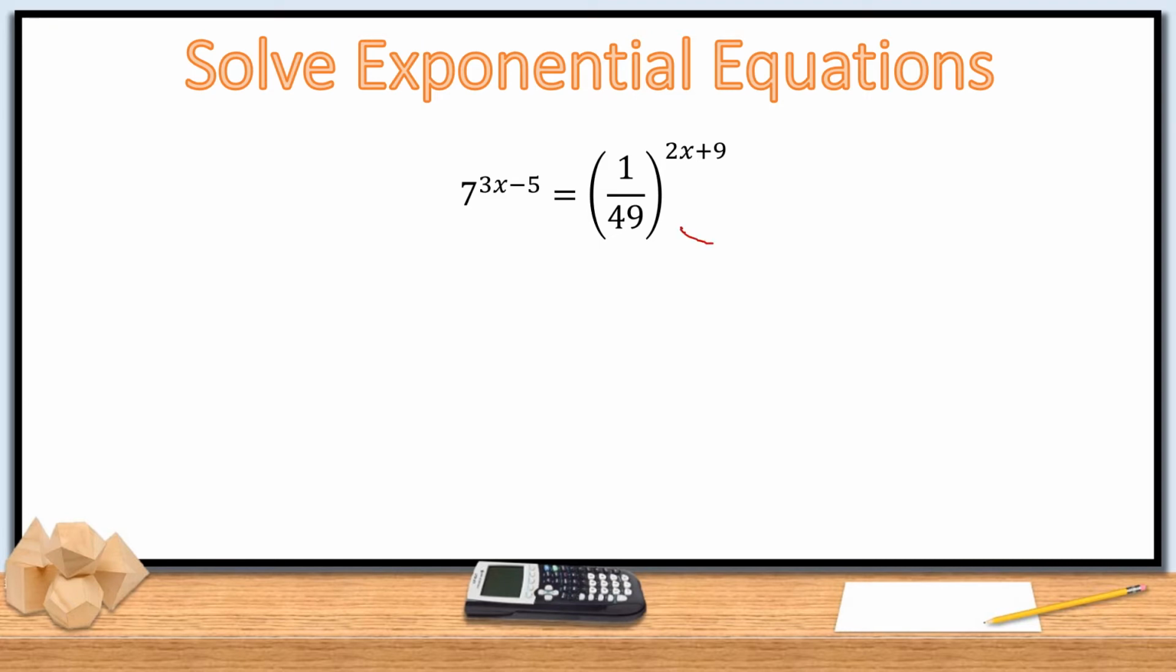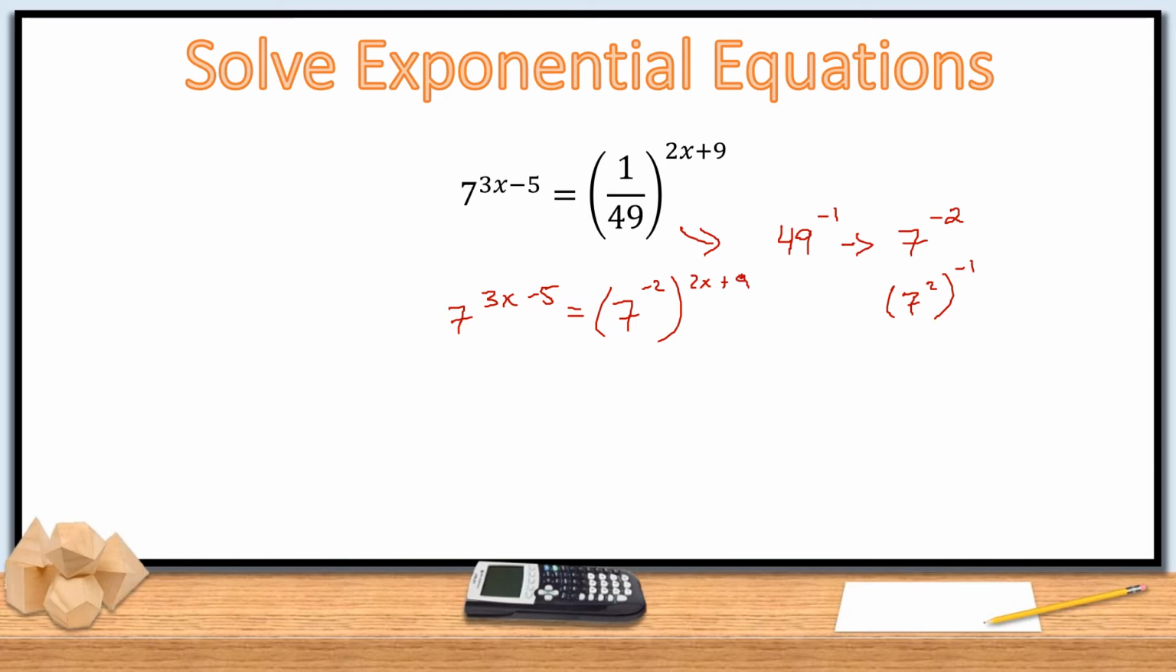1 over 49 can be rewritten as 49 to the power of minus 1, which can be rewritten as 7 to the power of minus 2. Because remember, 49 is 7 squared, and that would be to the power of minus 1. So that's where that minus 2 comes from. So that would get me the same base that I'm looking for. So 7 to the power of 3x minus 5 is equal to the 7 to the power of minus 2, all to the power of 2x plus 9.